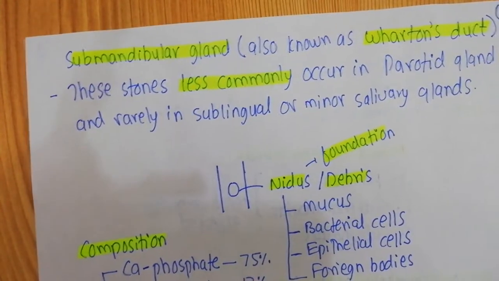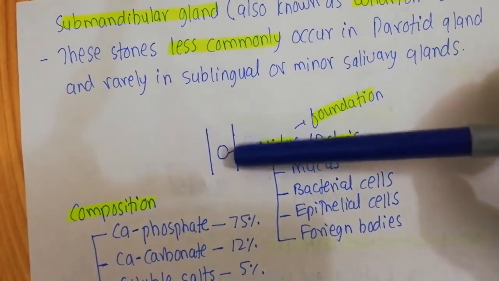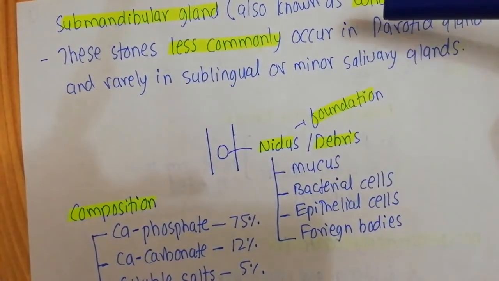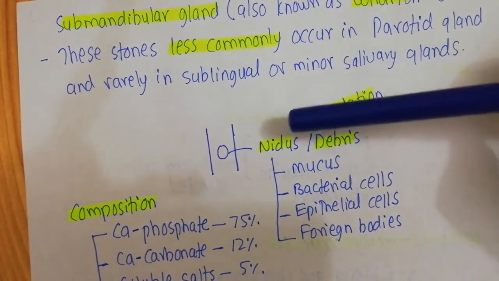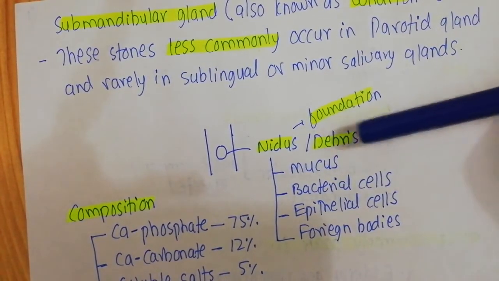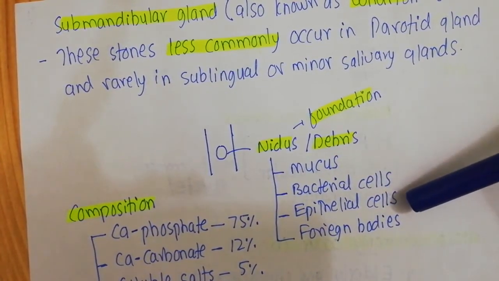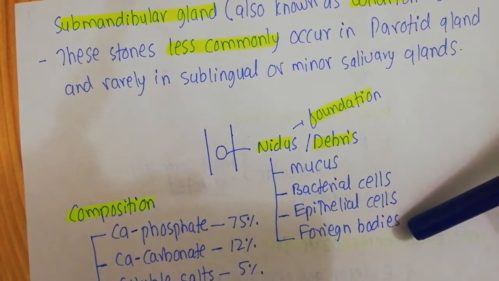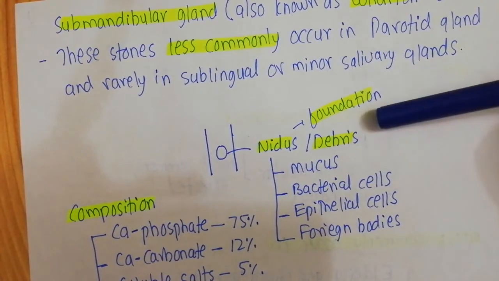Now, how do these stones actually form in these ducts? Say, for example, this is the duct of a salivary gland. Within the duct a particular structure forms, known as the nidus, or sometimes the debris, and this nidus or debris is made up of mucus, bacterial cells, epithelial cells, and some foreign bodies. This nidus or debris works as a foundation for the formation of the stones.